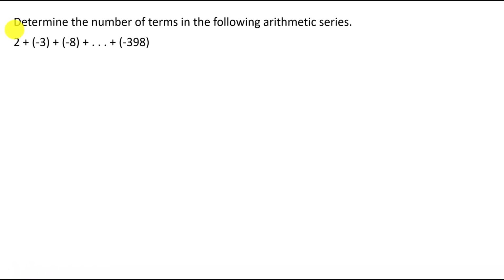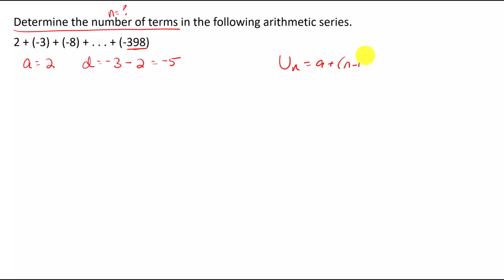Okay, so in this case, determine the number of terms. That tells us that we don't know n. We're going to have to find n. We do know here that A is 2. D is going to be -3 minus 2, which is -5. And I do have this term, which can be U sub n or L, depending on which formula I'm using. But notice again, it doesn't ask for the sum, and it doesn't tell me a sum. So I'm going to go to this formula that we've been using.